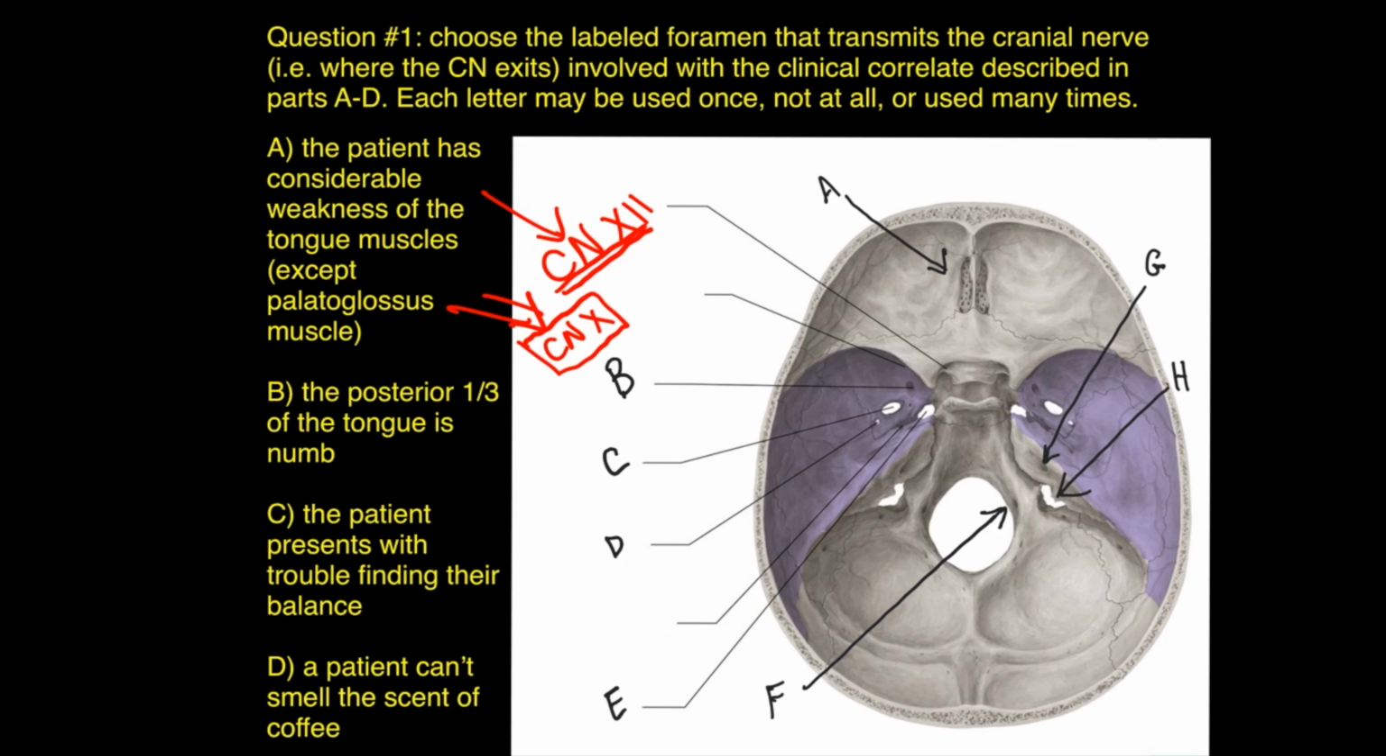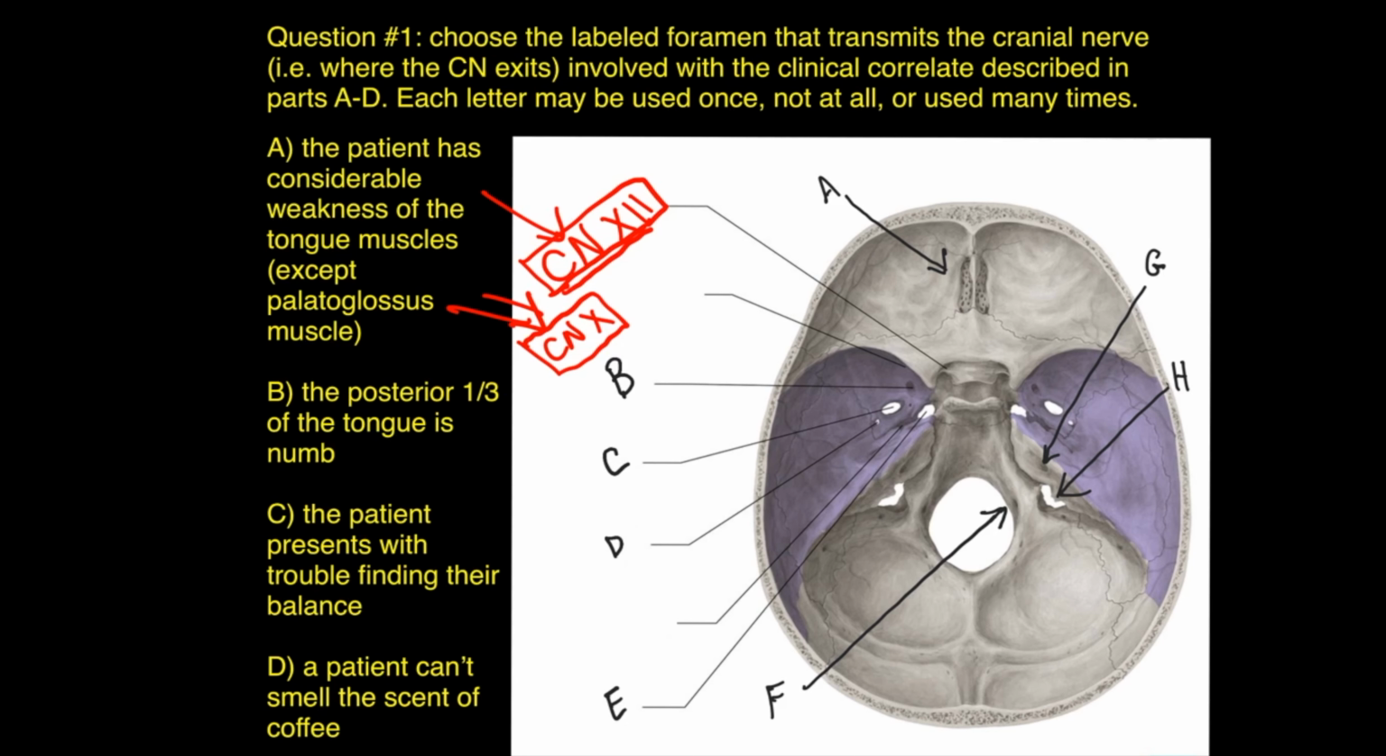So tongue muscles, we're thinking cranial nerve 12. So now we need to figure out, where does cranial nerve 12 exit the cranial vault? Yeah, it's going to be the hypoglossal canal. So which of these letters is the hypoglossal canal? Well, we can kind of go through each of them.